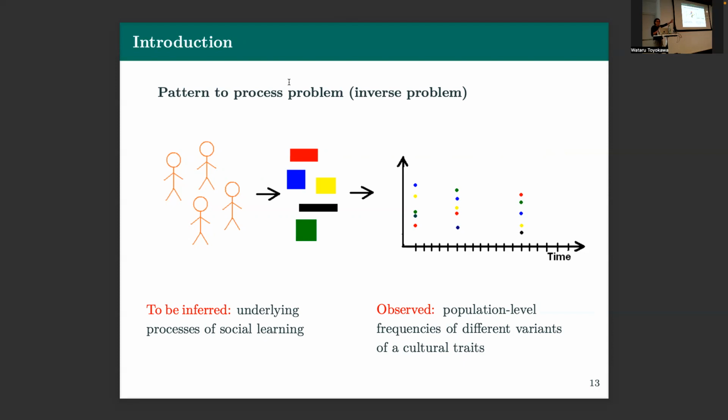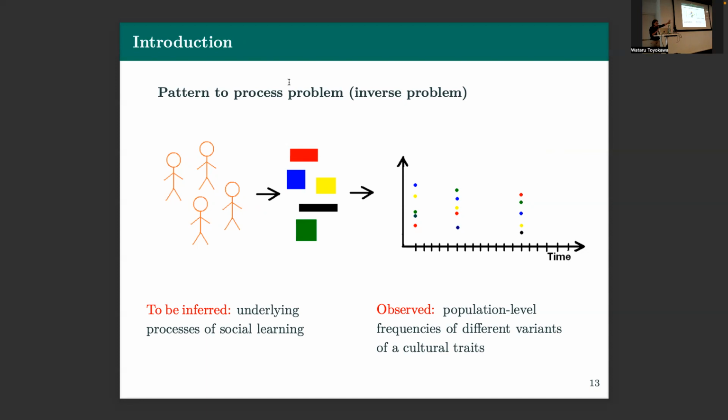In spirit, this is a very similar problem to the one Robert described in his talk yesterday. What we know, or what we can observe, are the population-level frequencies of different variants of a cultural trait. The different colored dots are just the different variants of my cultural trait. I might have them at one or different points in time. But what I'm interested in are the underlying processes of social learning that actually produce these frequency patterns. Of course, this question only makes sense if processes of social learning are in fact one of the main causes of frequency change. That is something that has to be established a priori for any application.